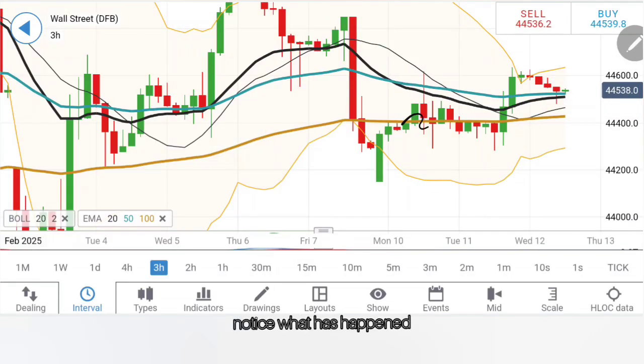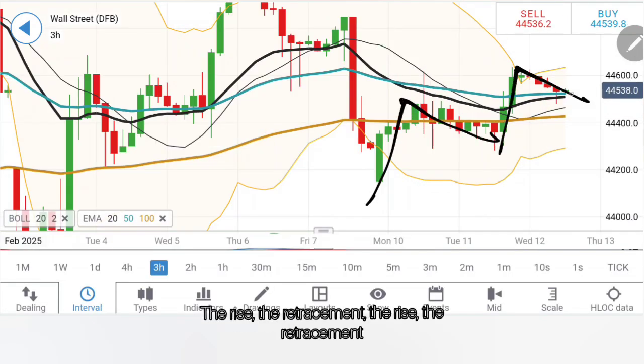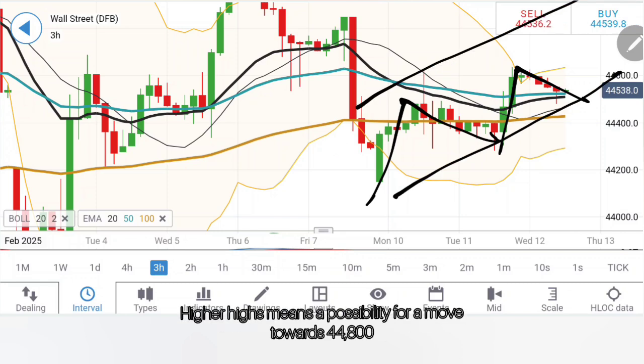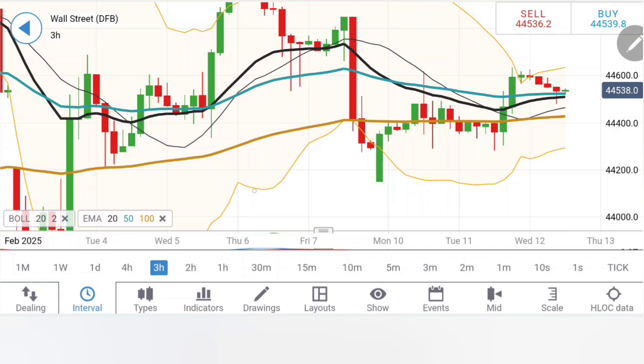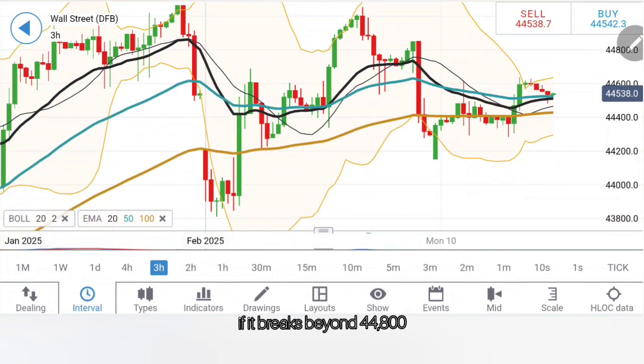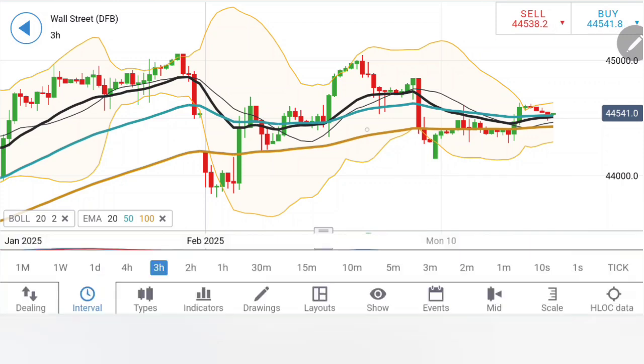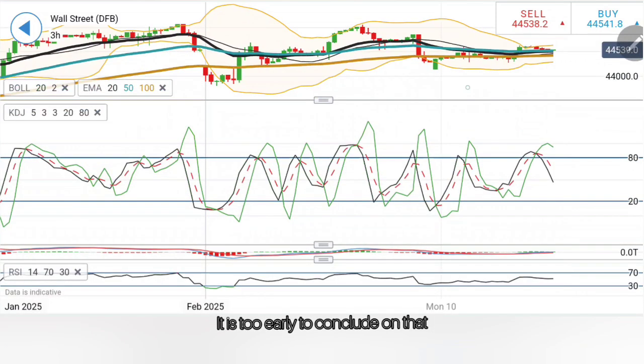Now notice what has happened. The rise, the retracement, the rise, the retracement. Higher lows are seen, so higher highs can be expected. Higher highs means a possibility for a move towards 44,800. And remember, this time if it breaks beyond 44,800, it is going to land above 45,000 as well. Let's watch out. Right now it is too early to conclude on that.